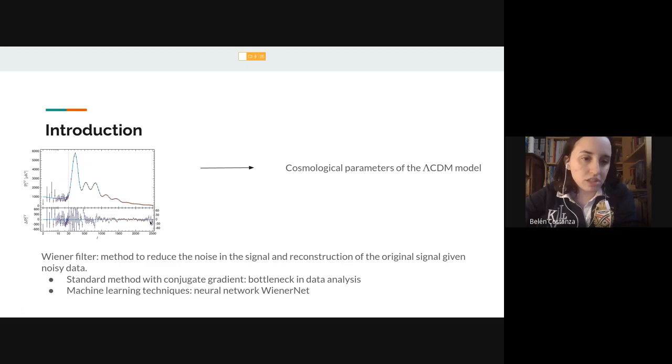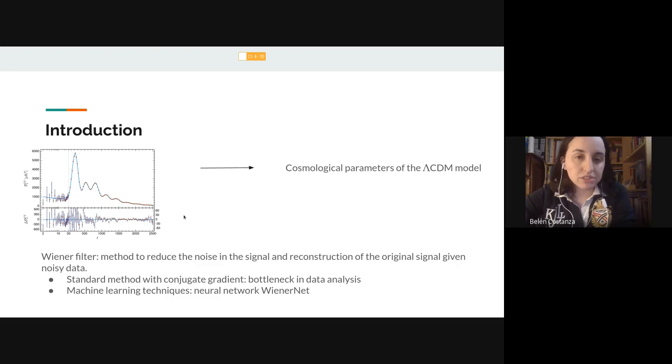So as we know, the angular power spectrum of the CMB depends on the cosmological parameters of the Lambda cold dark matter model, like the baryonic density, the cold dark matter density, and so on. So the study of the angular power spectrum allows us to determine the cosmological parameters with high accuracy, but reaching this level of precision requires that the data analysis be optimal in order to fully exploit the data.